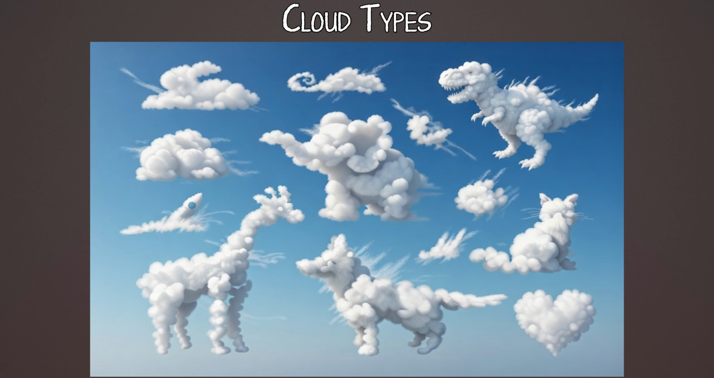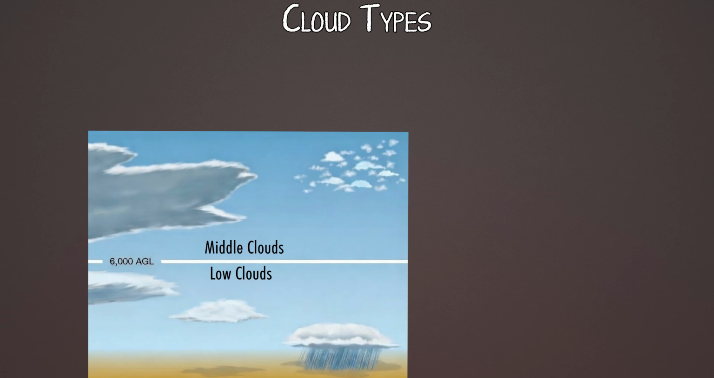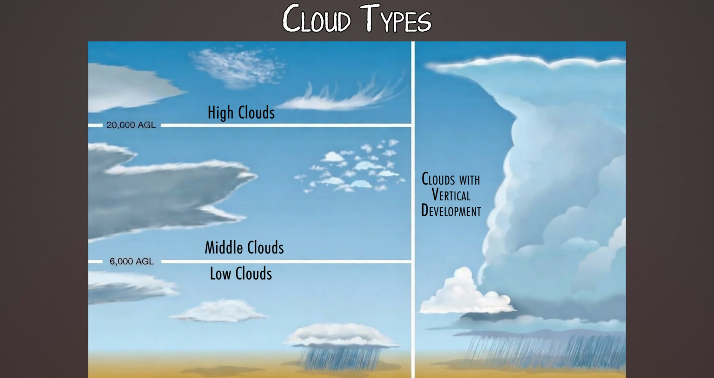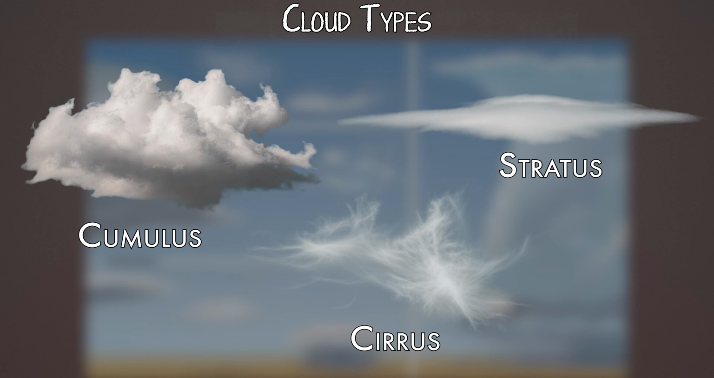Let's talk about cloud types. Not those ones. There are 4 basic types: low, middle, high, and clouds with vertical development. As you can guess, the types are based on altitude. The heights vary a little bit depending on where you are in the world, as we saw with the troposphere heights, but generally low clouds are below 6,000 feet, middle clouds are between 6 and 20,000 feet, and high clouds are above 20,000 feet. There are 3 main cloud shapes: cumulus, stratus, and cirrus. Cumulus are the classic cotton ball puffy shape, stratus are flat, and cirrus are thin, hair-like wispy clouds.